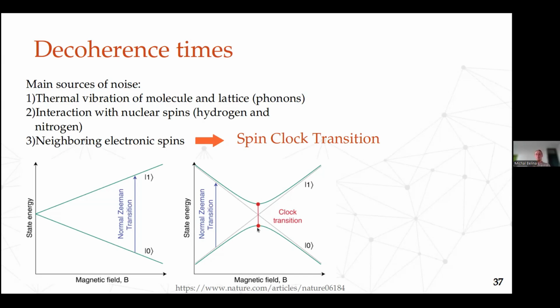And the thing is that here you have quite large energy differences, and when it comes to the closest point, the derivatives of these energies with respect to the magnetic field are zero.